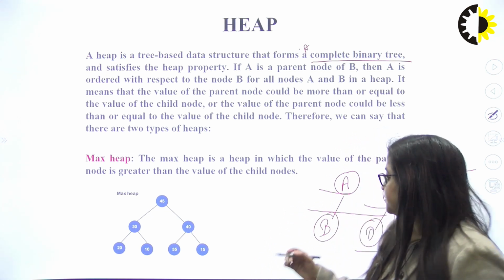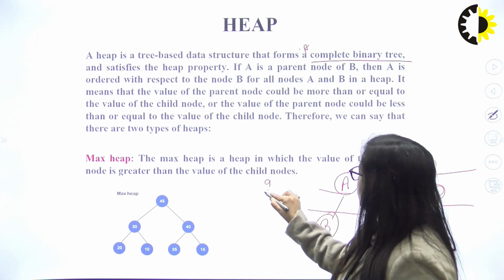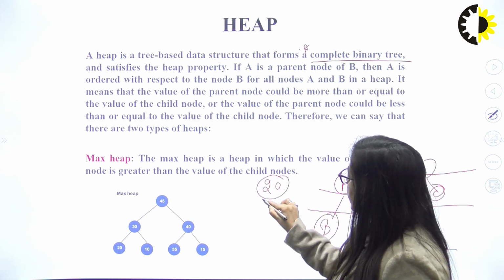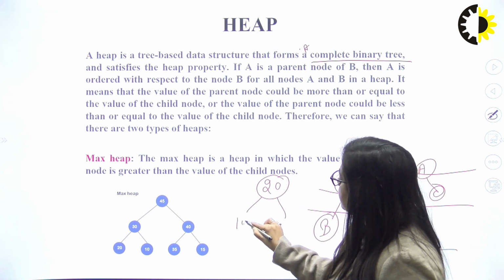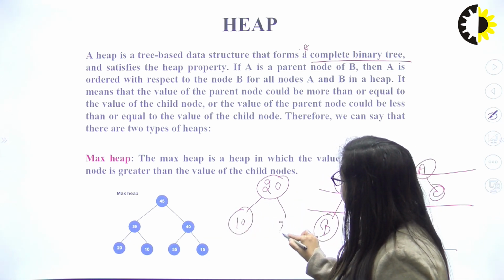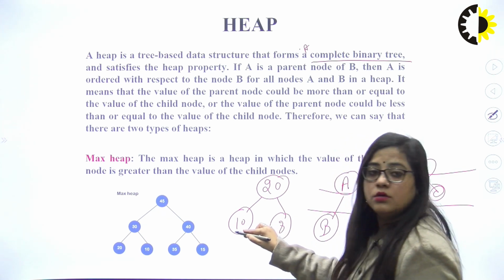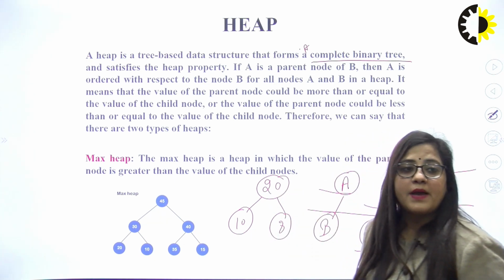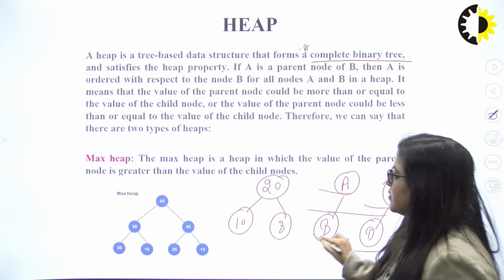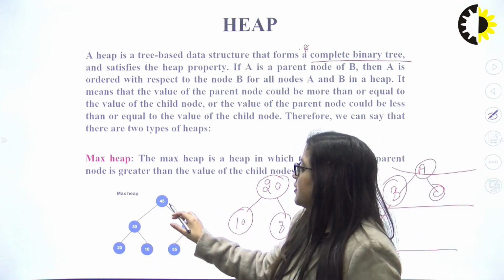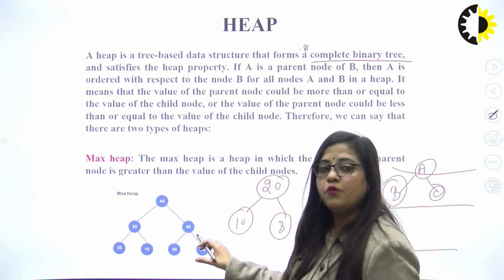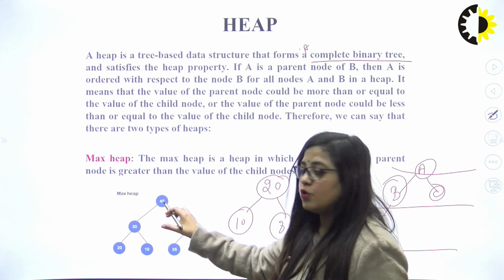Means 20 is a parent and has two children, 10 and 8. Both are less than the parent. So it is a max heap. For example, this is 45, and the children are 30 and 40, both are less than the parent.